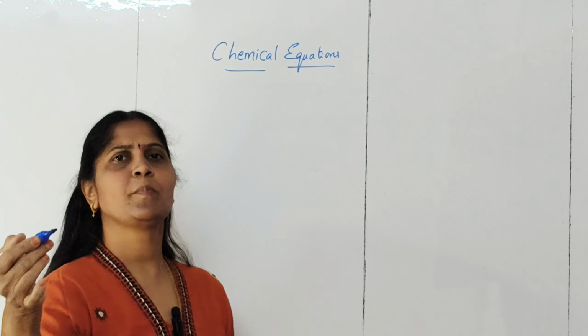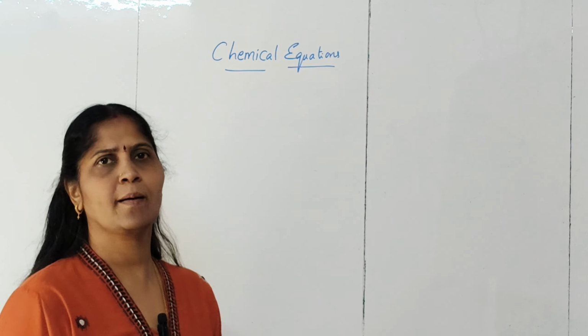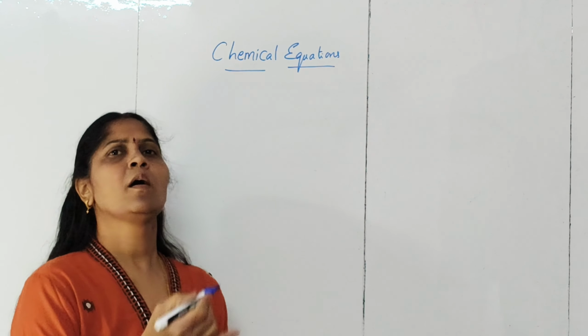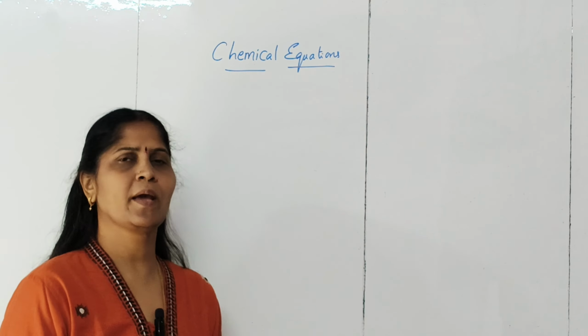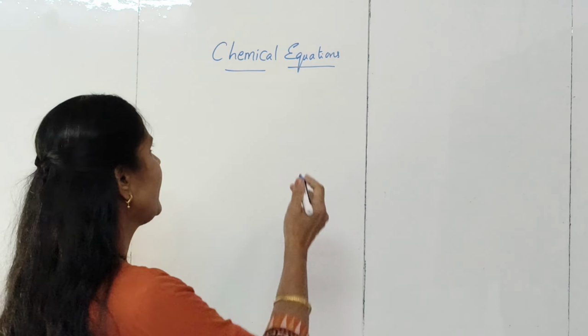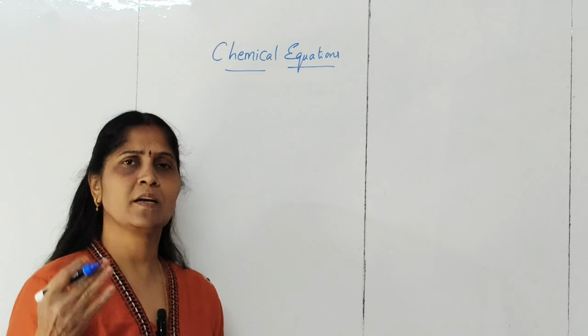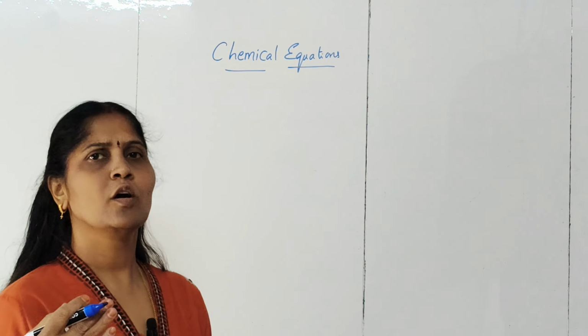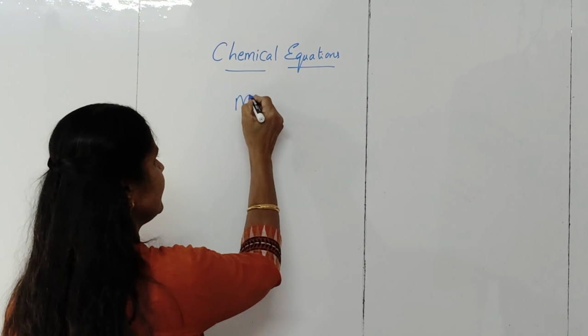So you know from your previous classes you have different symbols for elements and formulas for different compounds. Using those, when you write an equation, it is the actual form of the chemical equation. You can write the same equation from the activity we have seen, that is magnesium combining with oxygen giving rise to magnesium oxide.